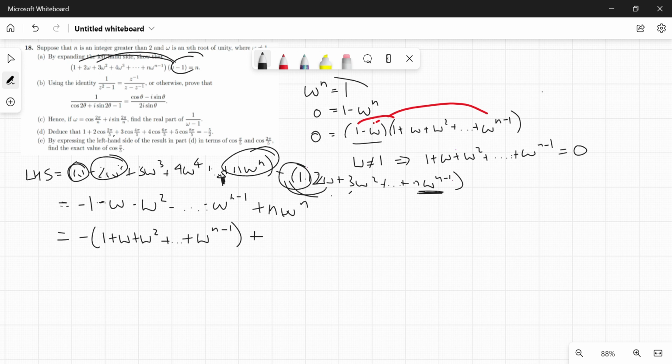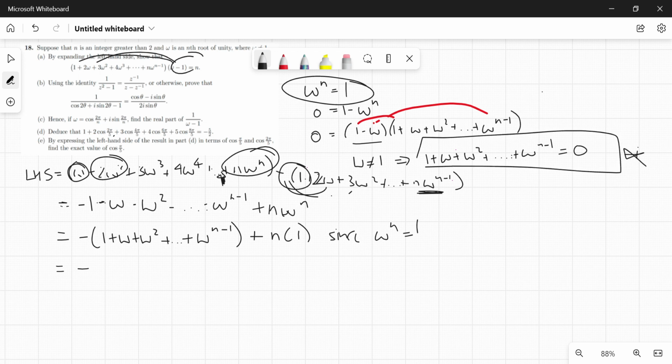We already know that W to the power of n equals 1, so this is n times 1. I might even put here, since W to the n equals 1. All right, so that's just going to be the n on the end. And here we've got minus, now that's this bracket here. Yes? So, because that is all equal to 0, that's minus 0 plus n. So that's just going to give us an n. All right, so that's part A.